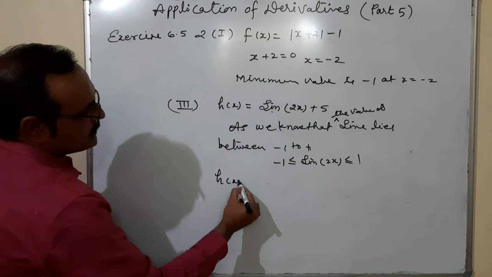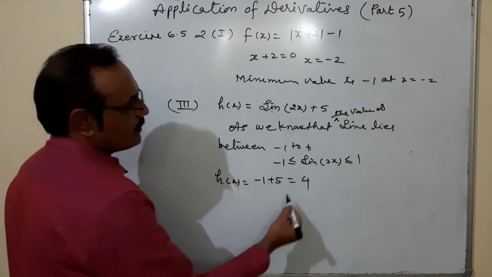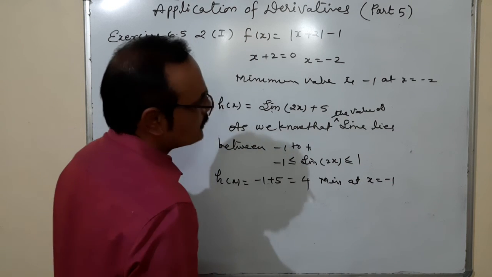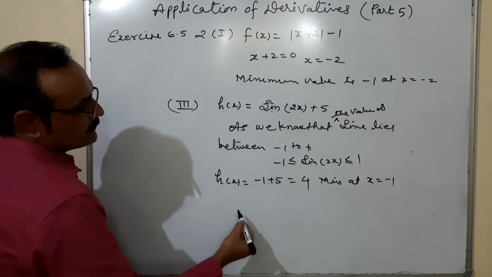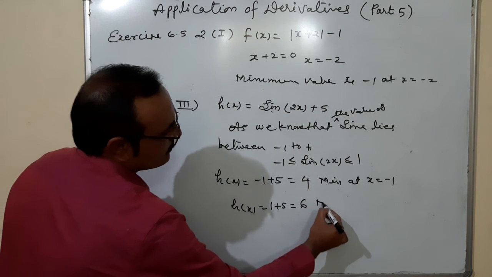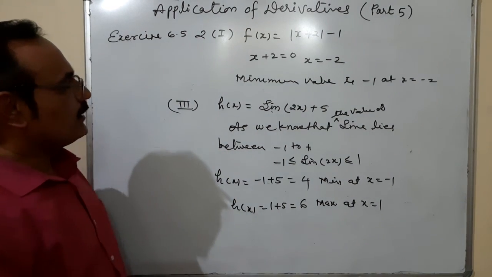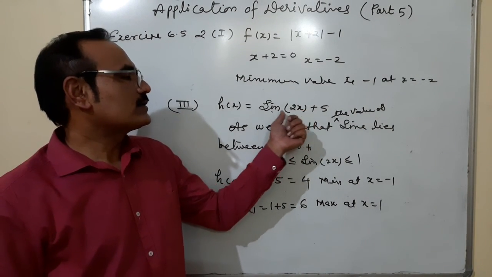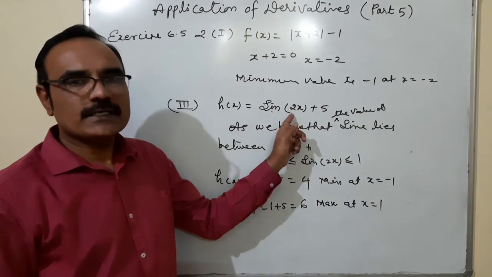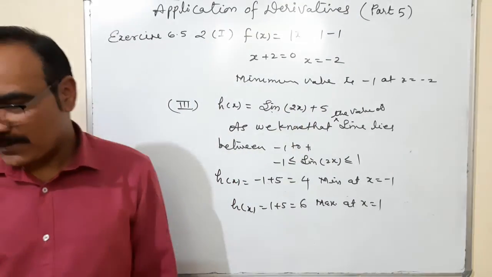So what is coming here? h of x is equal to minus 1 plus 5. That means it is 4. So the minimum is 4. And when we put here 1, so what is coming? h of x is equal to 1 plus 5, that means 6, maximum. Sine 2 of something, whatever it is coming here, its maximum value is 1, so 5 plus 1 is 6. Minimum value is minus 1, 5 minus 1 is 4. So both the values are possible here, maximum and minimum.